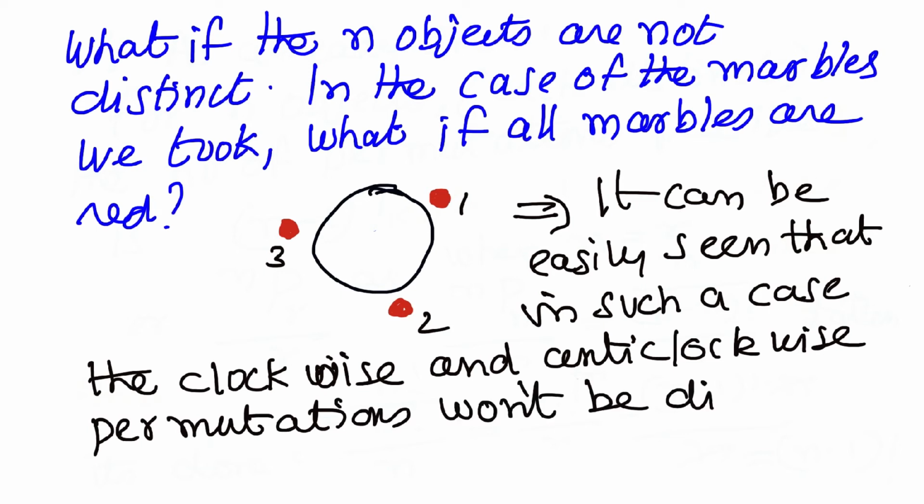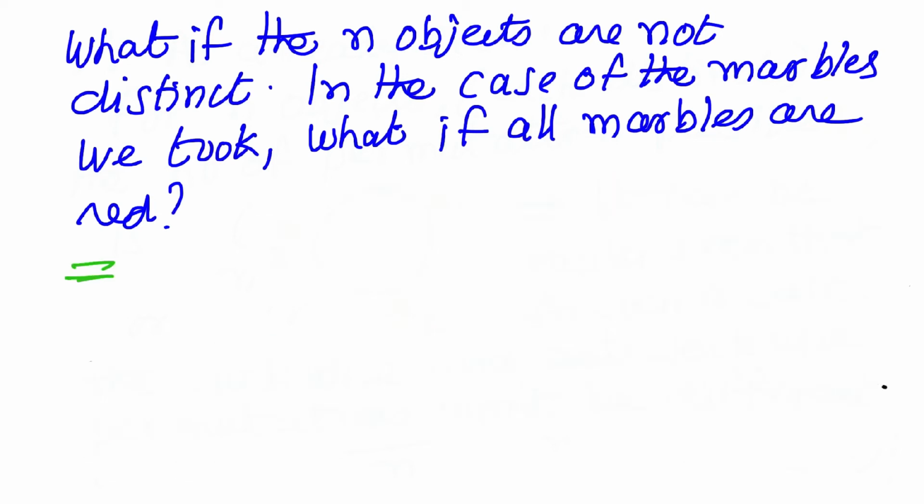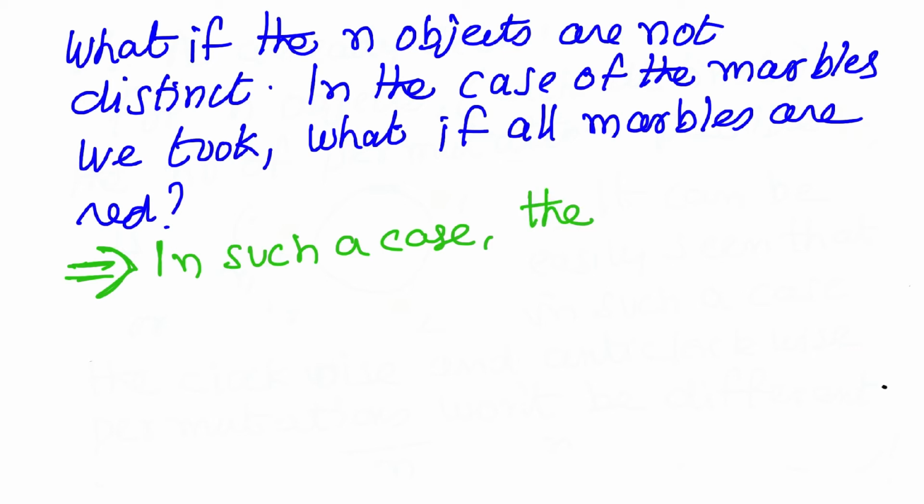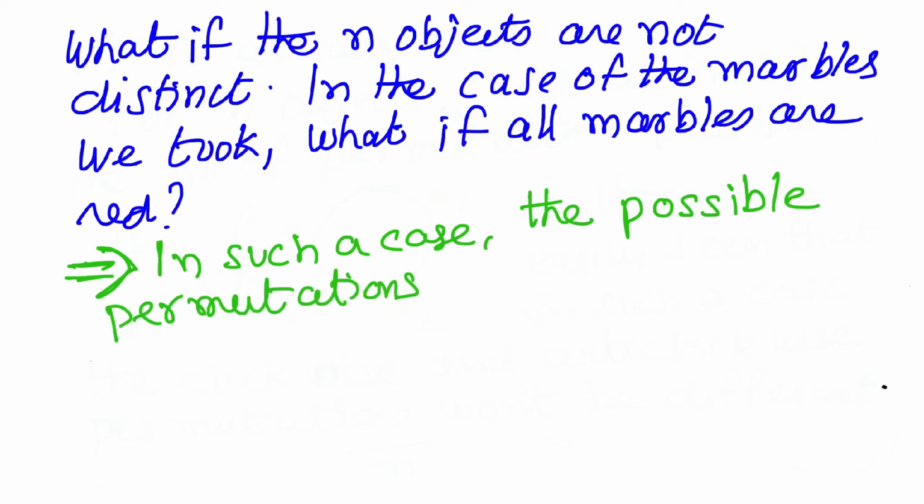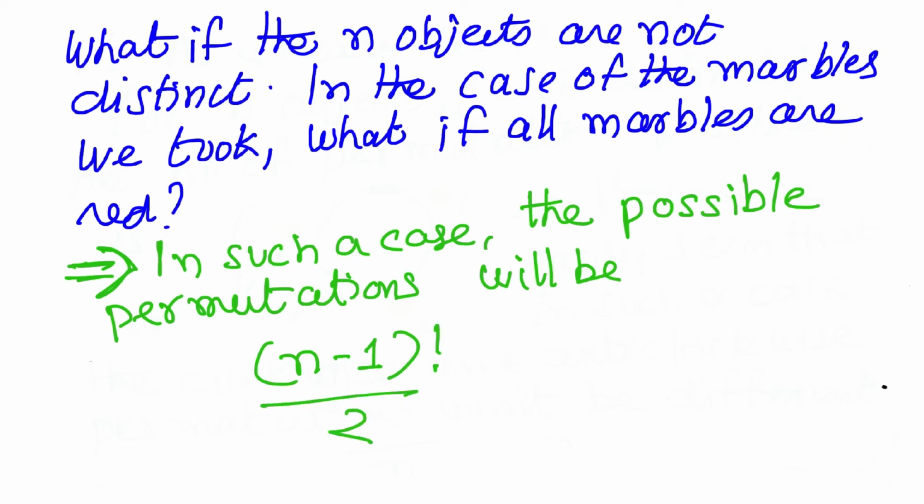Which simply means that in the equation which we just did, we'll have to divide the formula by 2. So in such a case, the possible permutations will be (n minus 1) factorial by 2, which of course can be written as nPr by 2r.